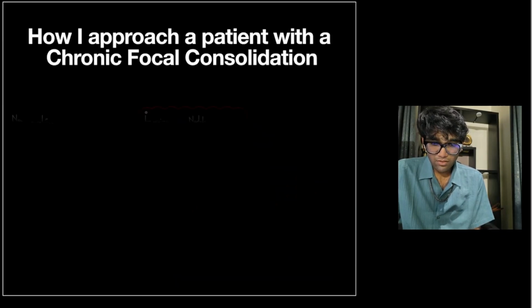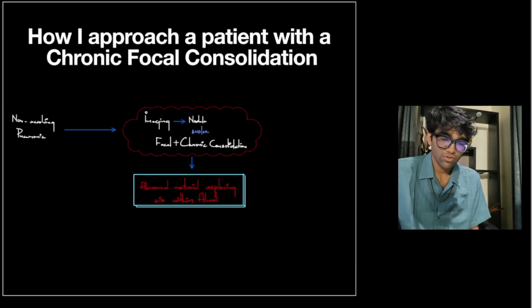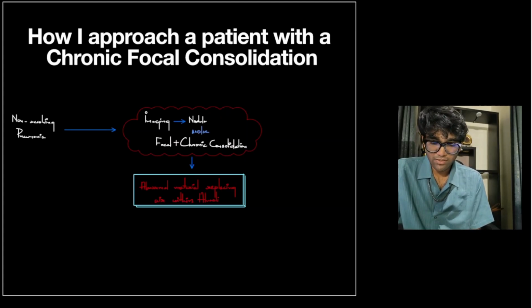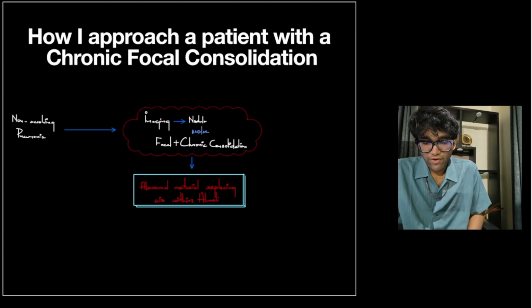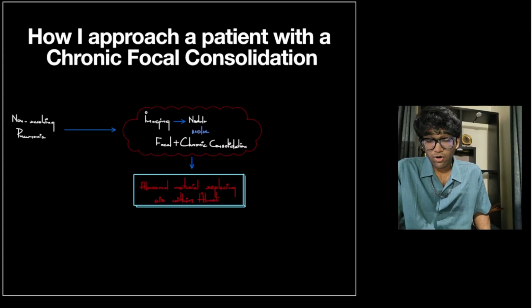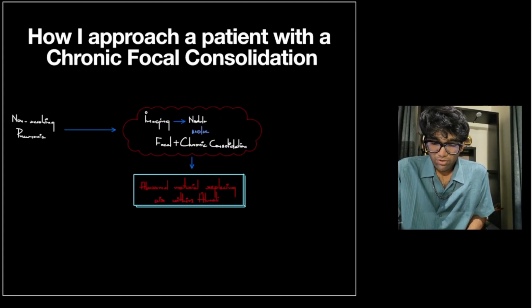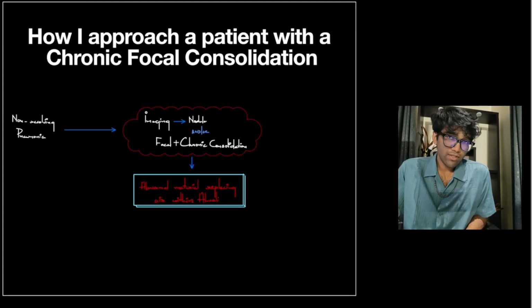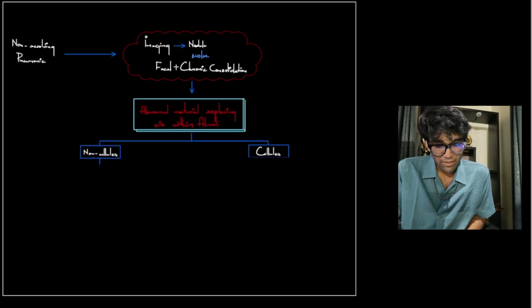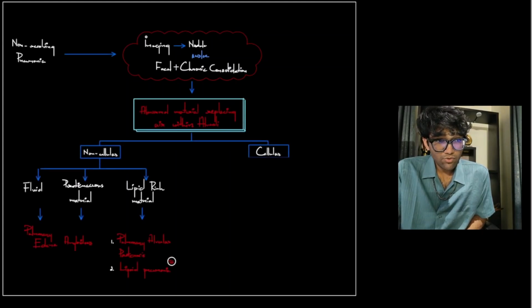Now, so how do I approach a patient with chronic focal consolidation, like my patient that I discussed in the beginning of the talk? So first, when we have a quote unquote non-resolving pneumonia, I do an imaging. Okay, so we've done an imaging in this case already, and we find either a chronic focal or multifocal consolidation, and or we find a nodule. Okay, and we know now that something is replacing air within the alveoli. So what could this something be? It could be a non-cellular material, it could be a cellular material.